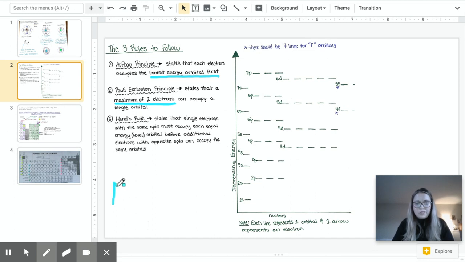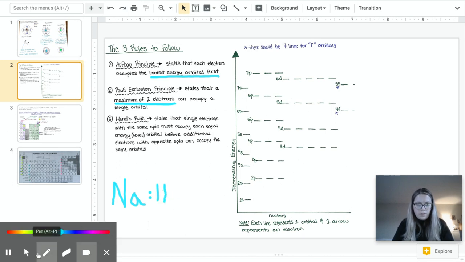Again, please forgive me for my drawing skills. That's Na. So sodium has 11 electrons, okay? Let me get a dark blue.